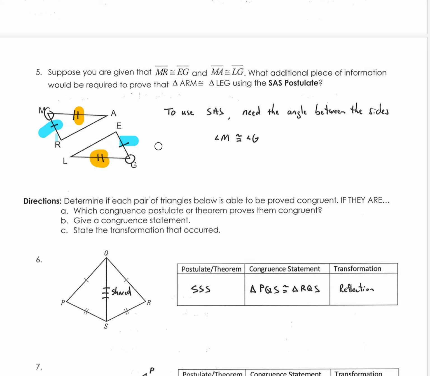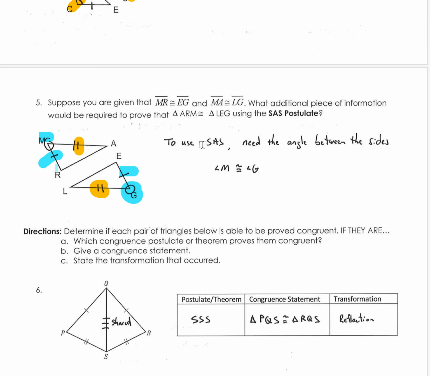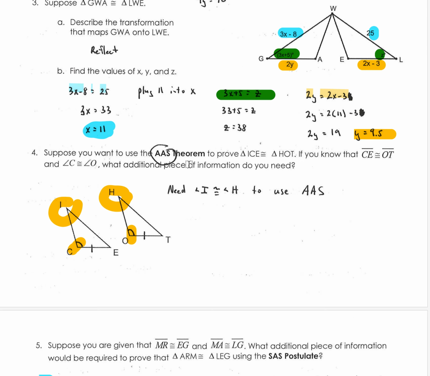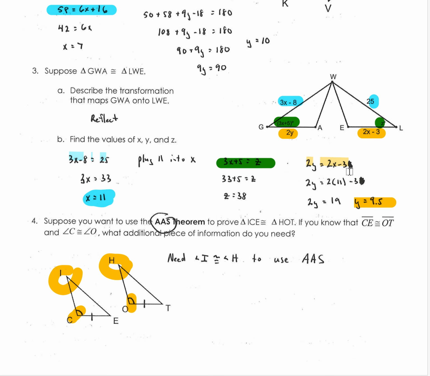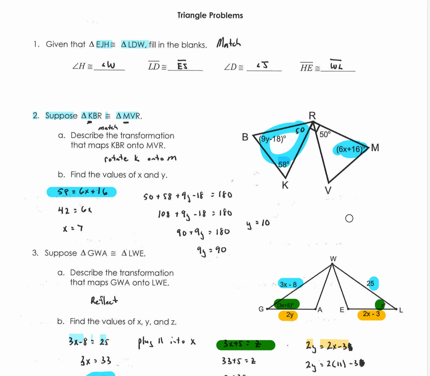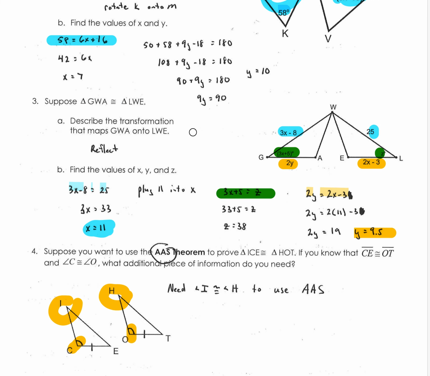Well, if you want to use side angle side, you need the angle between them, that angle, congruent to that angle. Now I have orange, blue, blue, orange, blue, blue, with a blue angle being between the two sides. Again, that's what side angle side means. Okay, so you're going to have questions like that where it says what additional piece of information. You're going to have questions where it says solve for X and Y. You're going to have a matching question.